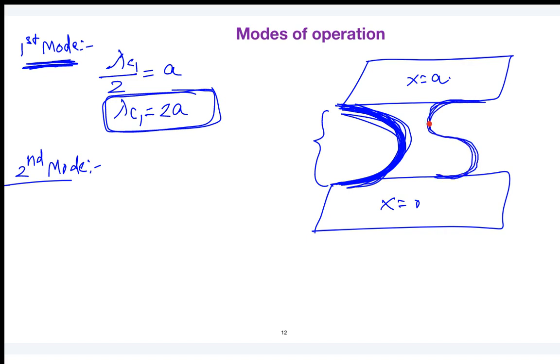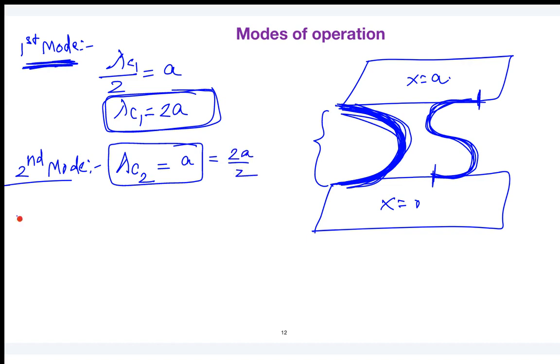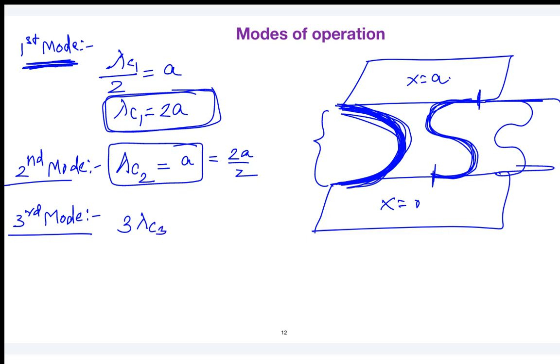Okay, so can you tell me what is the distance from here to here right now? Lambda. Yeah, lambda. I can define it as the cutoff wavelength for the second mode, which is equal to A. So you can write it as 2A by 2. When you see the third mode, three half cycles will be there, which means 3 times lambda by 2. Agree? Yes, sir. So let me define it as the cutoff wavelength for the third mode is equal to A.